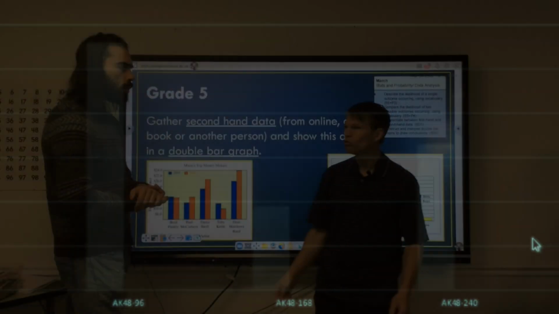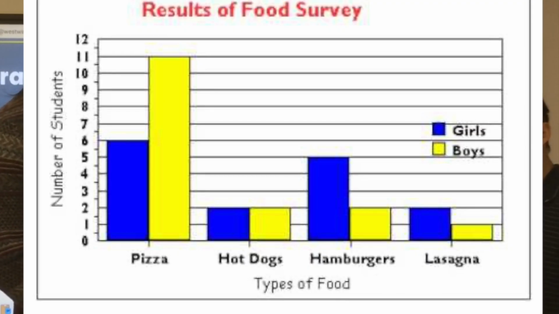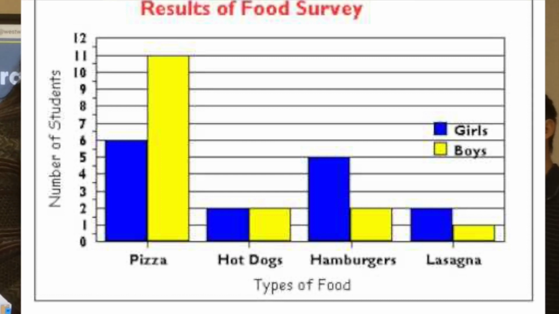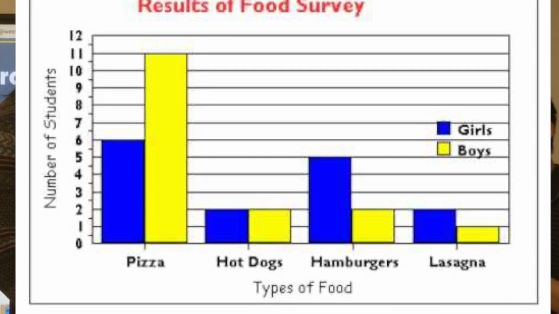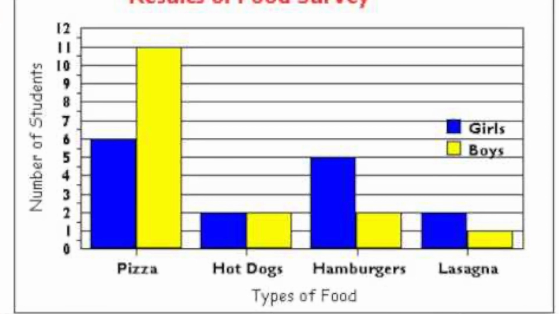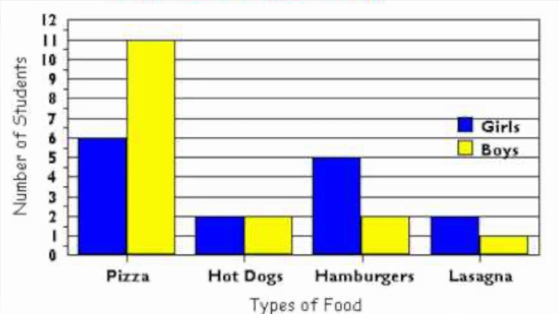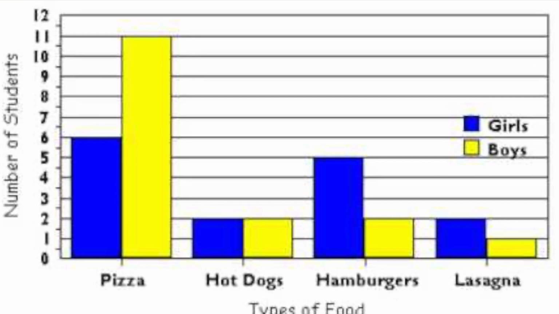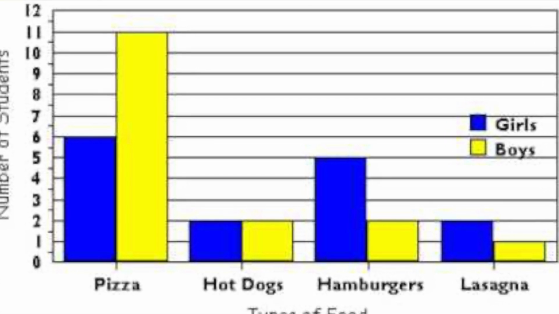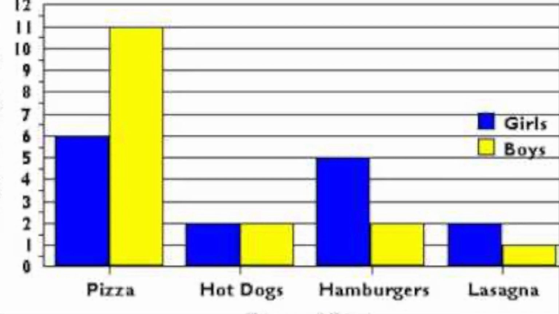Double bar graphs. Show us about this double bar graph here. Sure. Okay, this is a double bar graph, and these graphs are great for comparing data side by side. This one is favorite foods in a class, and it compares girls to boys. So quickly looking at the graph, you can see pizza was the number one preferred food, and almost double the amount of boys liked it than girls. It was 11 to 6. So yeah, super helpful graph when you're comparing two sets of data.